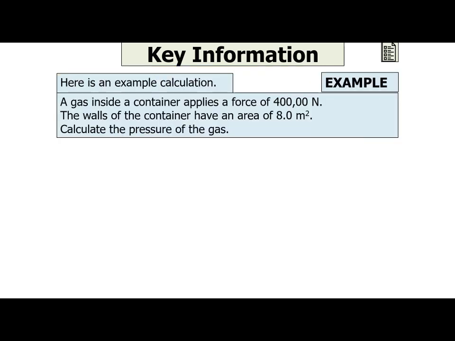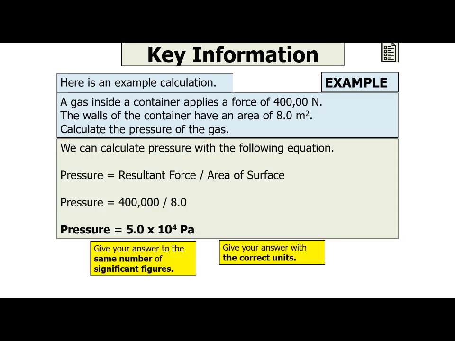So here's an example calculation. A gas inside a container applies a force of 400,000 newtons. Now, the walls of the container have an area of 8 meters squared. Calculate the pressure of the gas. So we can calculate the pressure with the following equation. Pressure is the resultant force over the area of the surface. So it's 400,000 divided by 8. So the pressure is 5 times 10 to the 4. It can be written in pascals because the force is in newtons and the area is in meters squared.